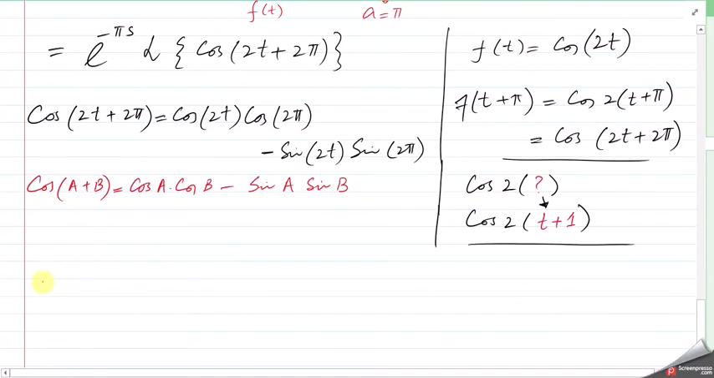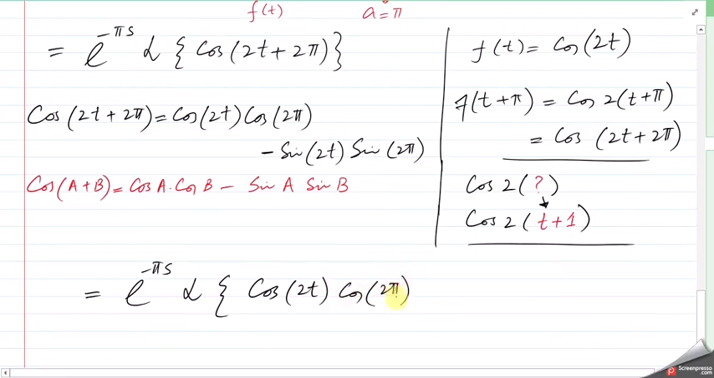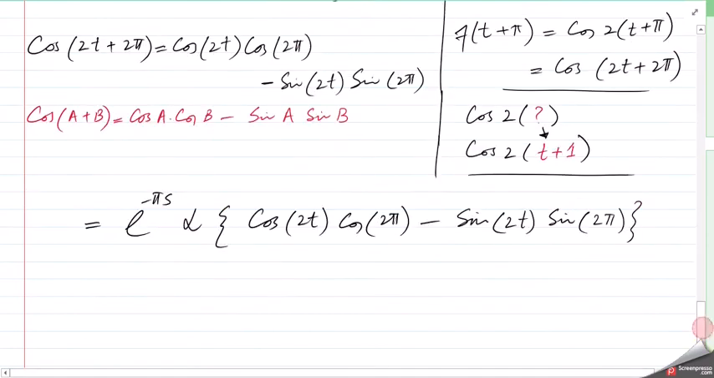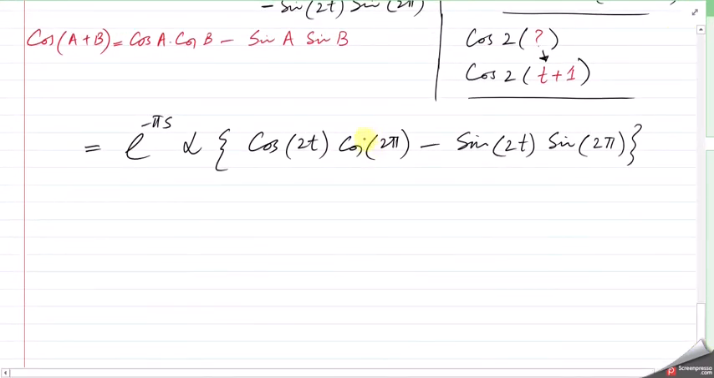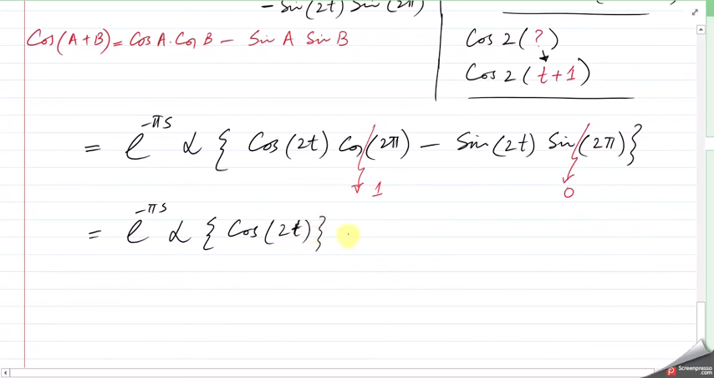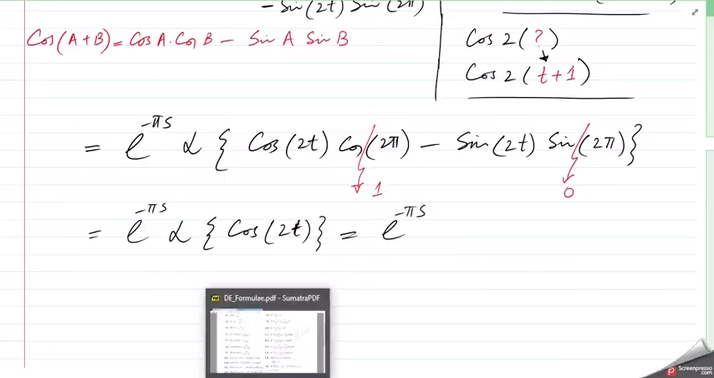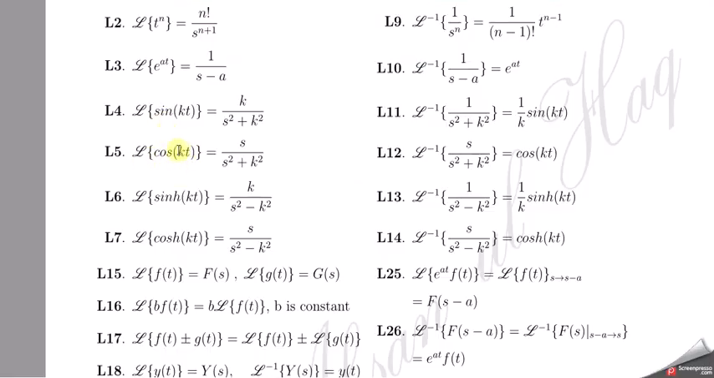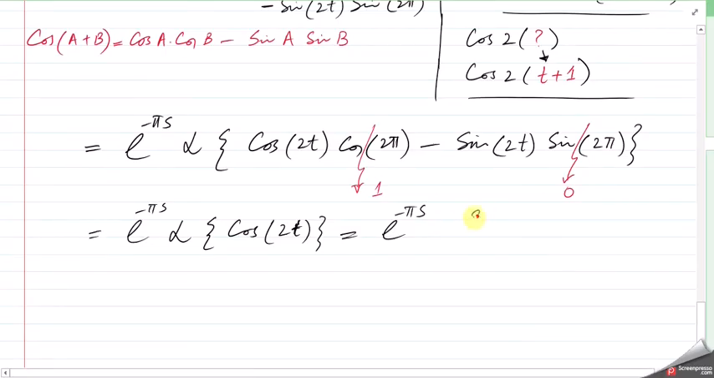Okay. Now we can write our answer again. So this is equal to e raised to the power minus pi s Laplace of cos 2t cos 2 pi minus sine 2t sine 2 pi. Well, you can use your calculator and you can find out that cos 2 pi is plus 1 and sine 2 pi is 0. So this means our next step, e raised to the power minus pi s Laplace of cos of 2t, which means now we can use our formula because it's simply cos of kt. So k equals 2, which gives s over s square plus 4, and that is our answer.